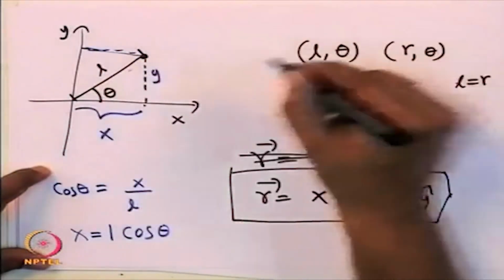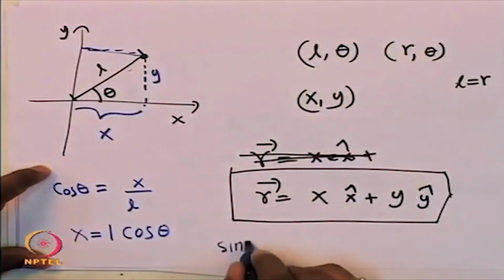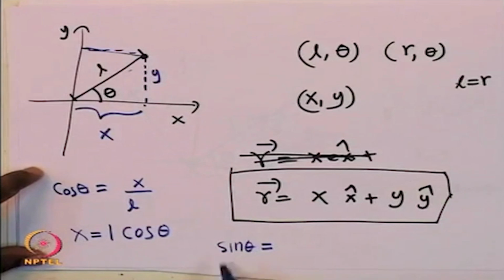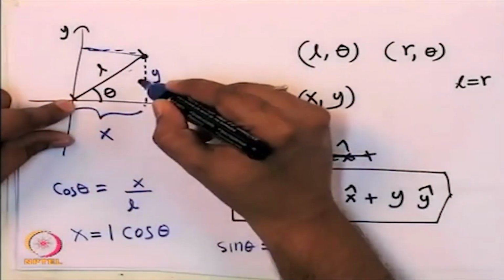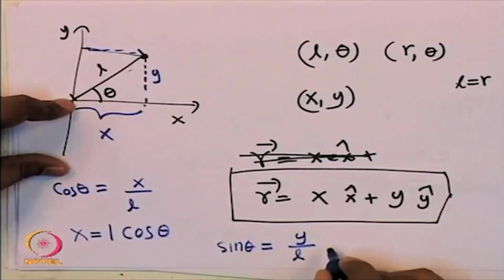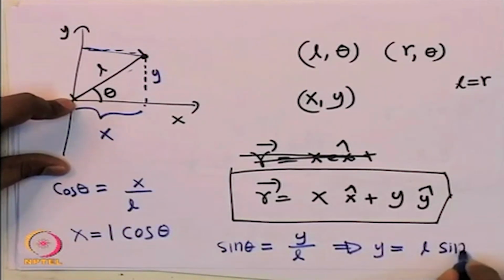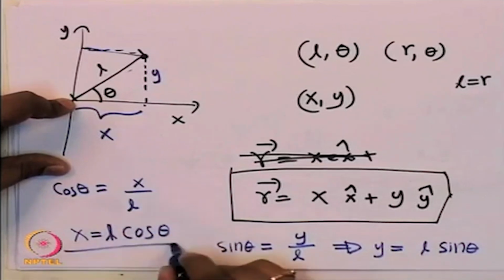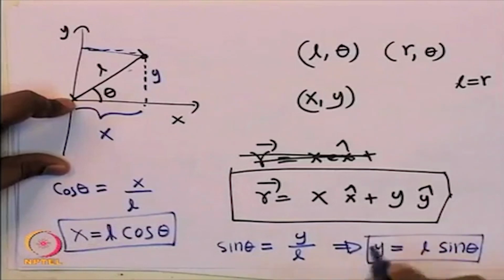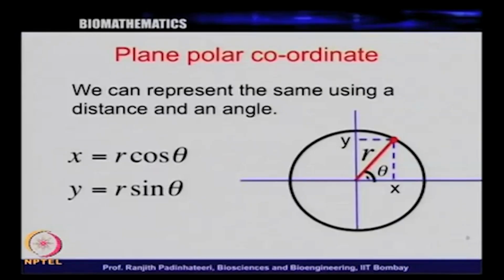Similarly, you can convince yourself about y. If you do this, you will get that sin theta is nothing but y by L. So, in other words, this implies that y is L sin theta. So, here you have L cos theta and L sin theta, where L is the distance. Just like I say in this slide here, this r, which is the distance, gives x equal to r cos theta and y equal to r sin theta.